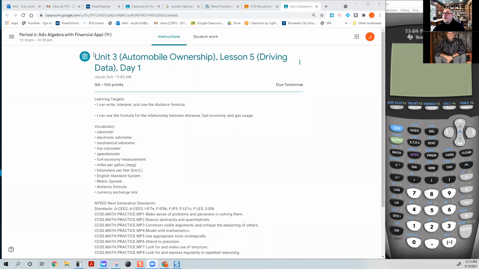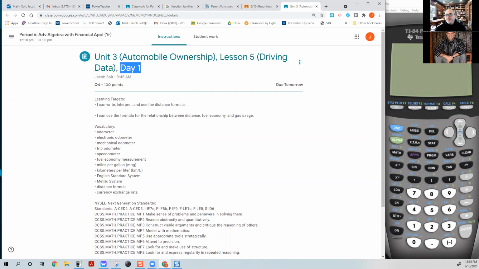Great. We are working on Unit 3, Automobile Ownership. We've been doing this for a while. And this is a new lesson, Lesson 5, Driving Data. All right, driving data. This is day 1, which means there'll be a video and there'll be a lot of me talking at you to deliver you the instruction you need to be able to hit these learning targets.